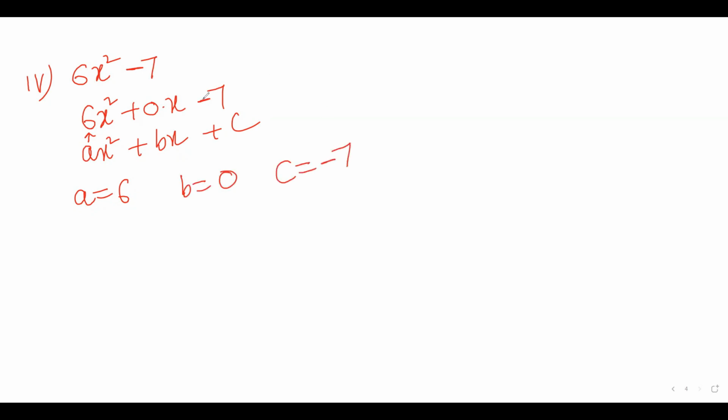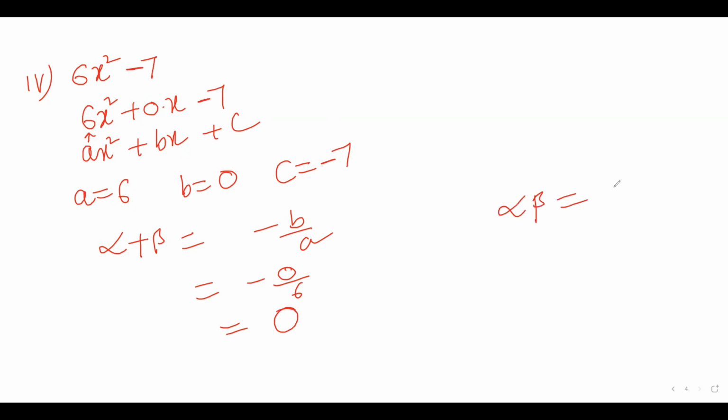Don't forget the minus. Sum of zeros formula is minus b by a. b is 0, and 0 by anything is 0. Product of zeros formula is c by a. c is minus 7, a is 6, so minus 7 by 6. That's it.